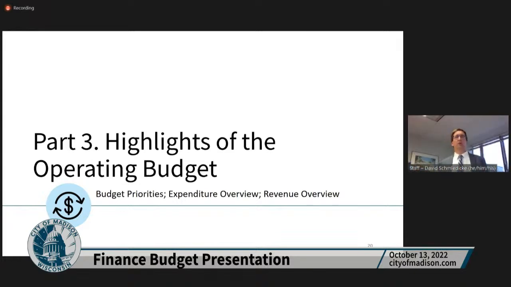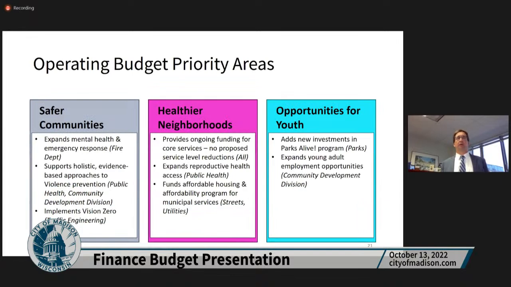Thanks, Christine. As Christine said, we'll turn to the operating budget now and talk about the priorities in the budget. There are three priority areas: safer communities, healthier neighborhoods, and opportunities for youth. We'll touch in a little more detail on some of the proposals in each of those areas, but this slide just highlights the city's CARES program, which is expanded and focused emergency response for mental health related issues, as well as continuing efforts on evidence-based approaches to violence prevention, and paired up with funding in the capital budget that Christine described in terms of securing federal dollars for reductions in accidents and injuries and deaths on our streets, implements Vision Zero by adding staff to support that effort.